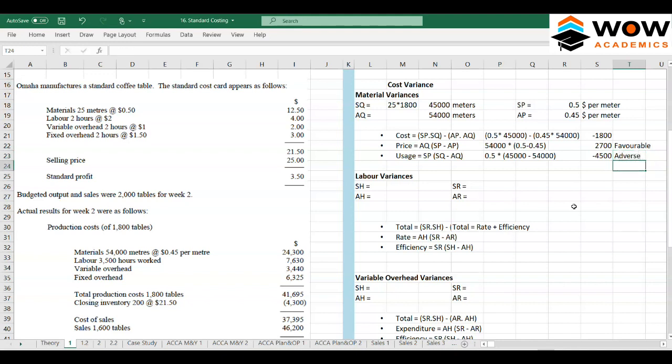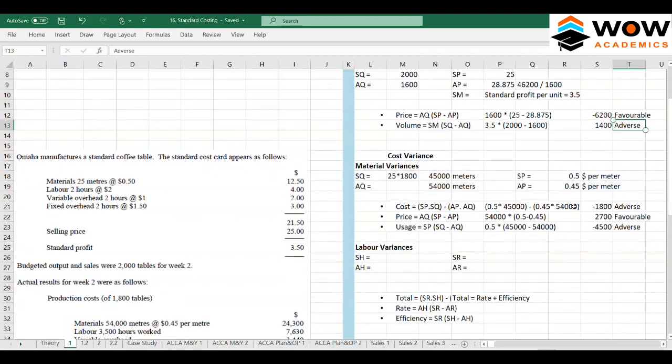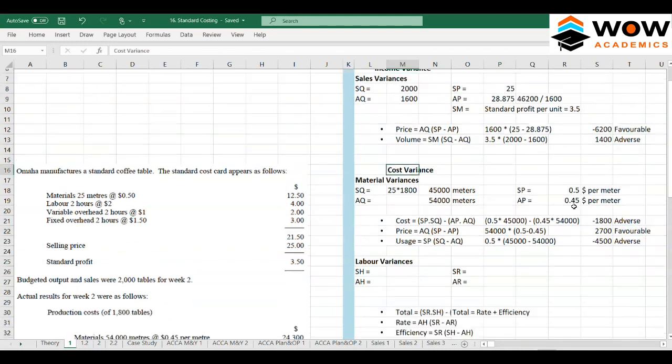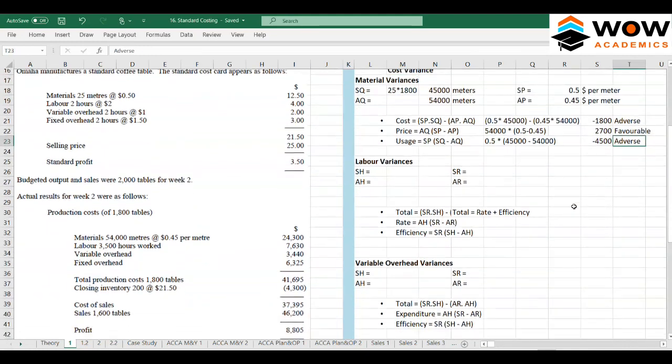If a minus is adverse in these variances, here also it is adverse. Do not confuse yourself with this minus plus and this minus plus. Always look at the logic of it and then work it out. This is about income variance, so it will be opposite to what we compute in the cost variances. So be careful with that. If you get the adverse favorable meaning wrong, then you will lose marks.